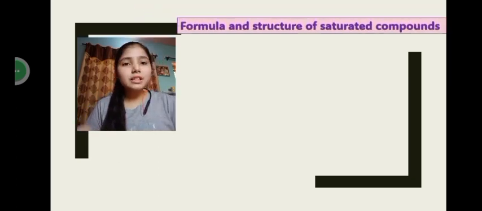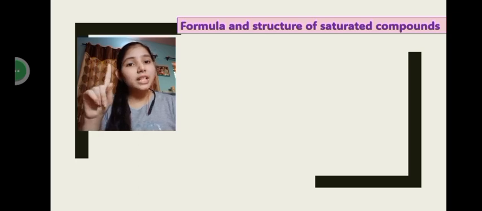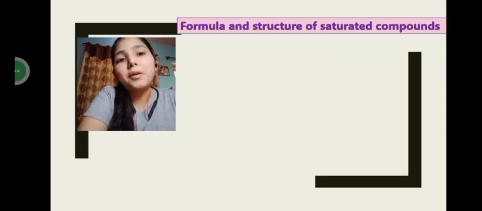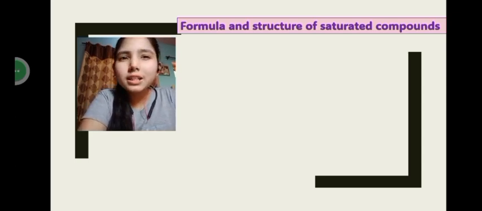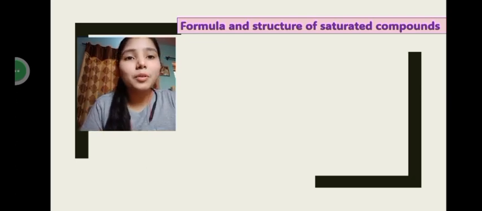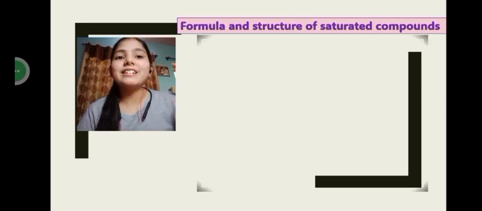Okay, so we have discussed the two types of compounds, saturated and unsaturated, right? So first let us discuss the formula and structure of saturated compounds. Let us recall what saturated compounds are: compounds having single bonds are called saturated compounds.